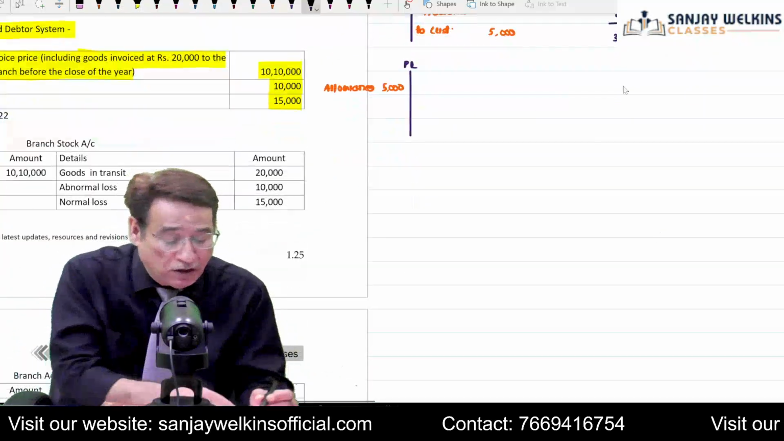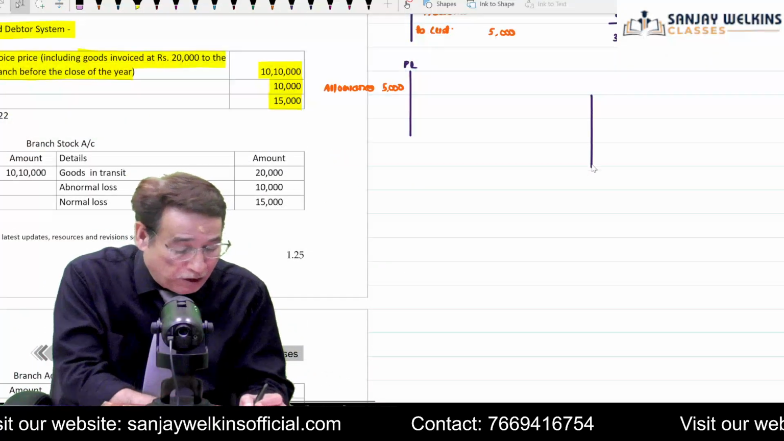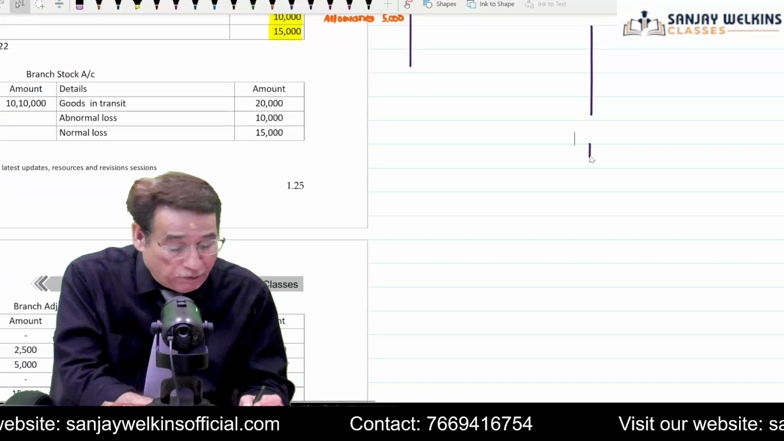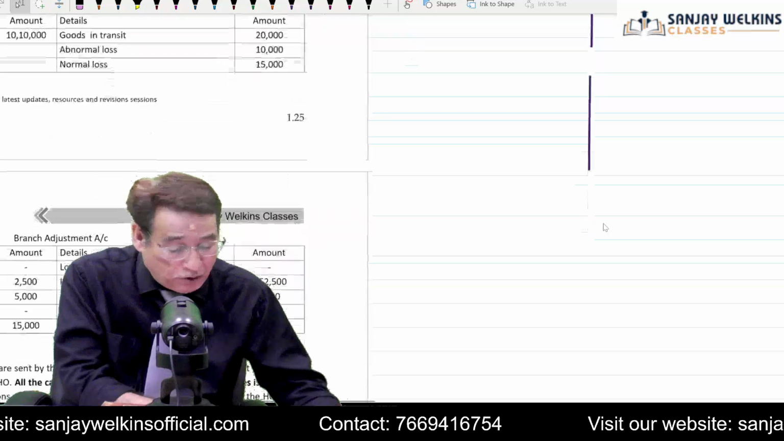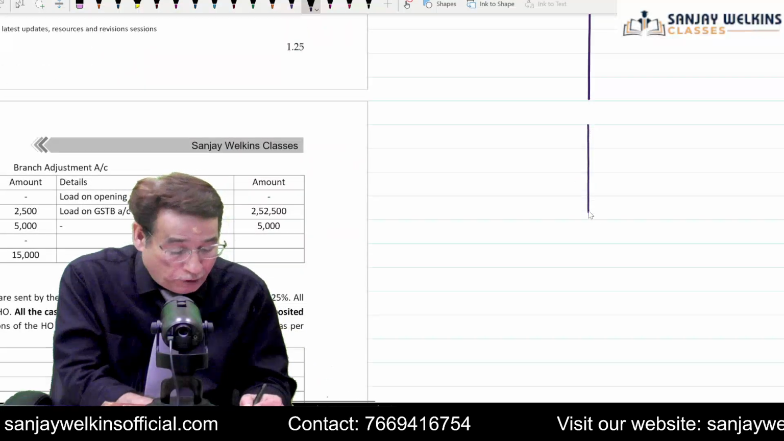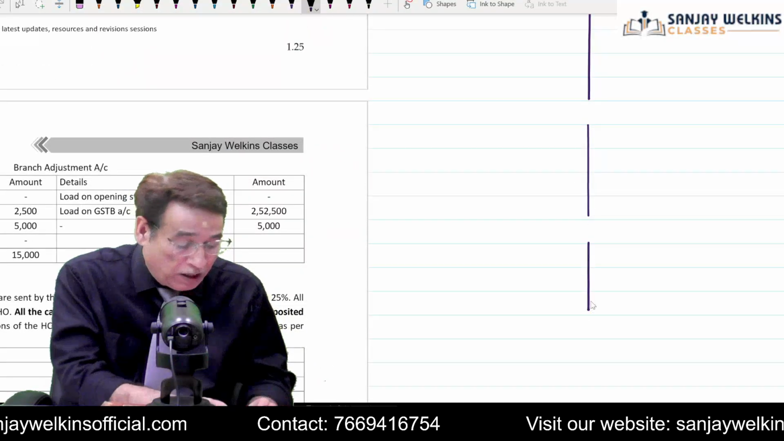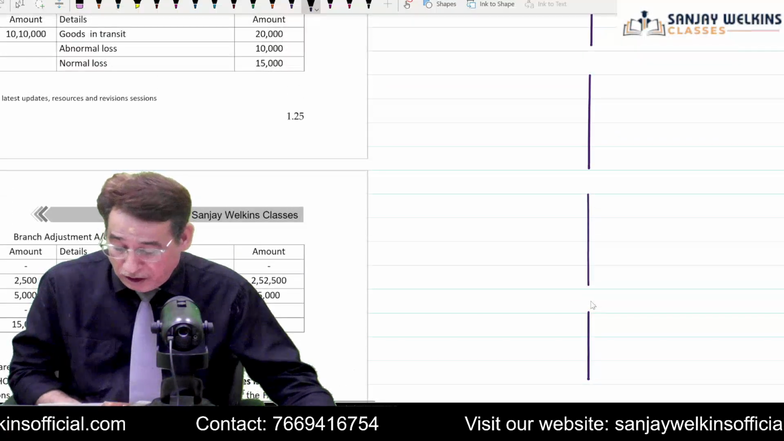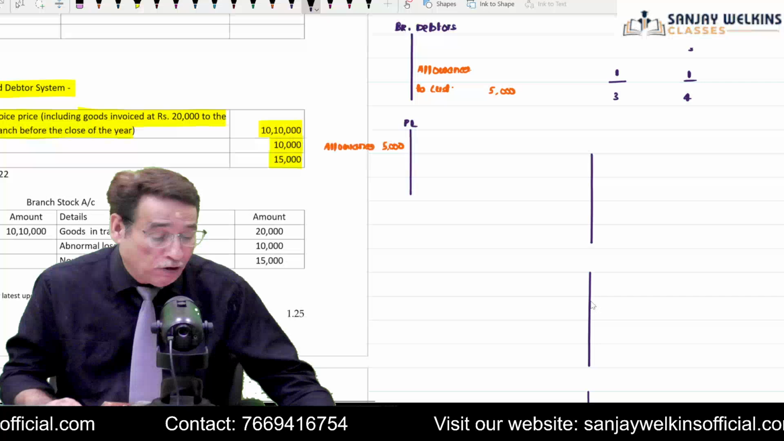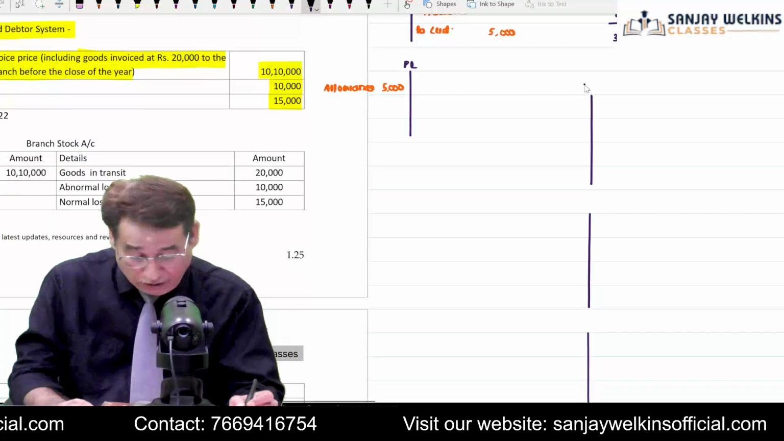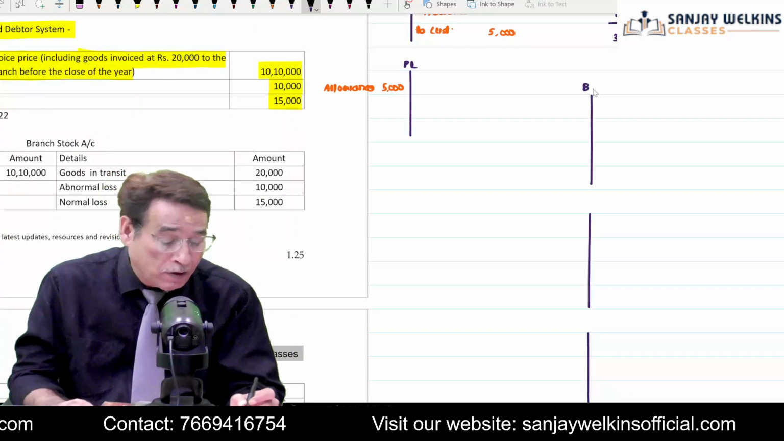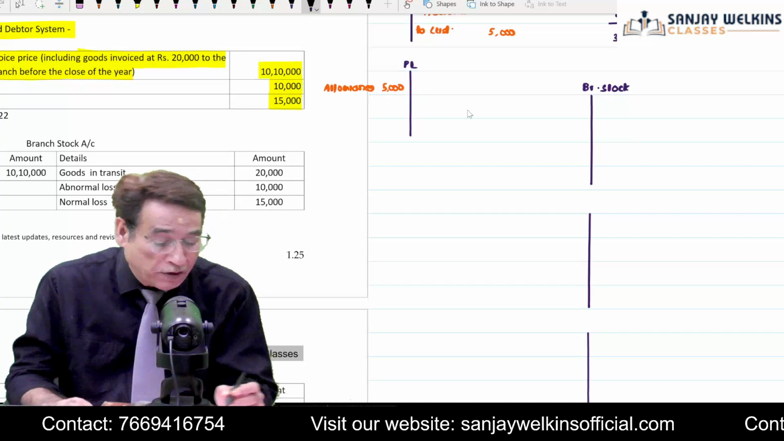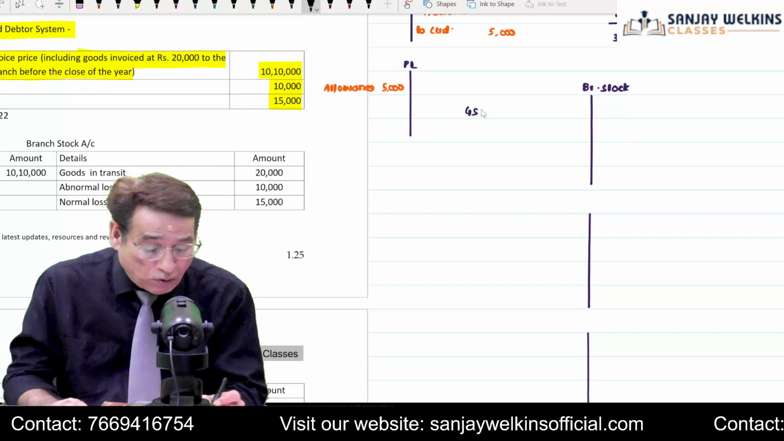Now, to understand this question in a better manner, I will give you simply extracts of branch stock account, then we will write here branch adjustment account, branch profit and loss account, and in case we require branch debtors, I will write branch debtors. The first information which is given to us in this one 2.8 is that head office has sent goods worth rupees 10,10,000. So in the branch stock account I will be writing goods sent to branch account.